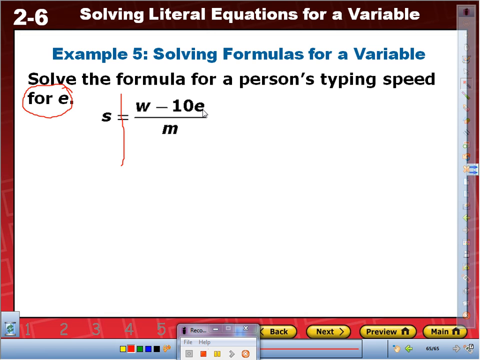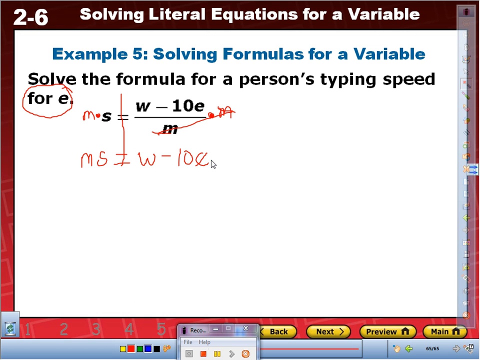So this side, E is right here, but what's here stopping us from doing everything else? The M. What is the M doing? So therefore we need to multiply times M, multiply times M. We're done with that. We got MS equals W minus 10E. Are we there so far?